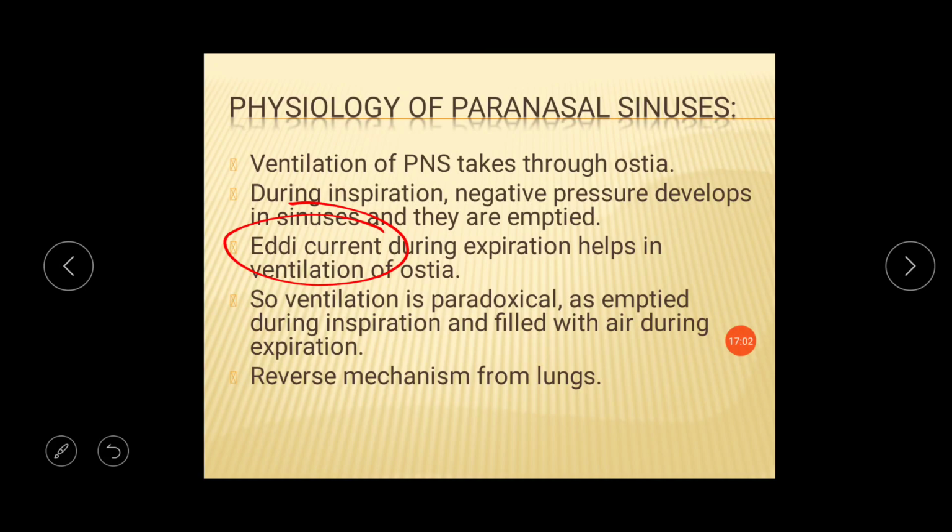So air is present in the sinuses during expiration and air is absent in the sinuses during inspiration of our body. So ventilation is reverse from the lungs. The sinuses are emptied during inspiration and filled with air during expiration, so it is the proper reverse mechanism.